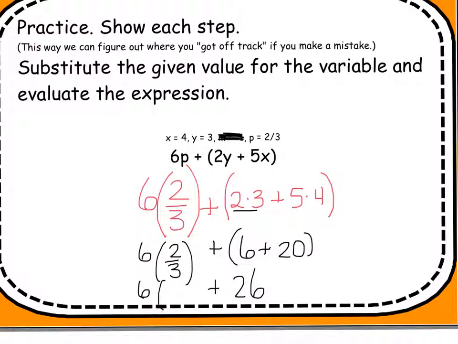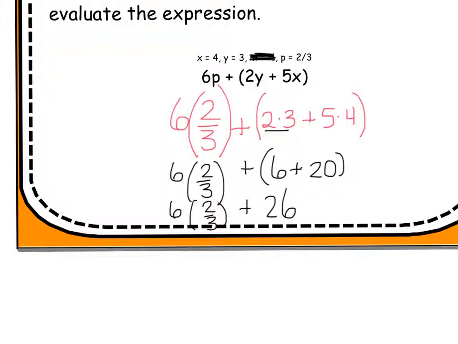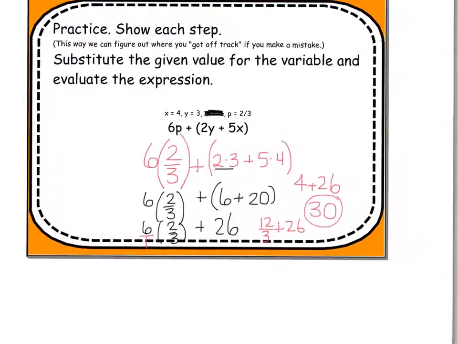And we still have to do 6 times 2/3. Because 6 isn't a fraction, we need to put 6 over 1, and then we'll do top times top and bottom times bottom. 6 times 2 gives us 12. 1 times 3 gives us 3. 12 over 3 is the same as 4. And then we still have to add in that 26. 4 plus 26 gives us 30 for our final answer.